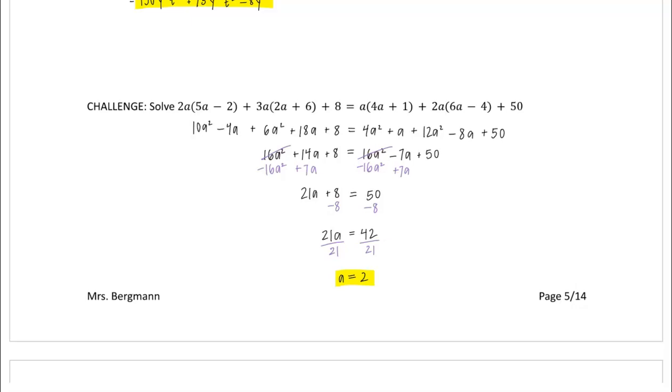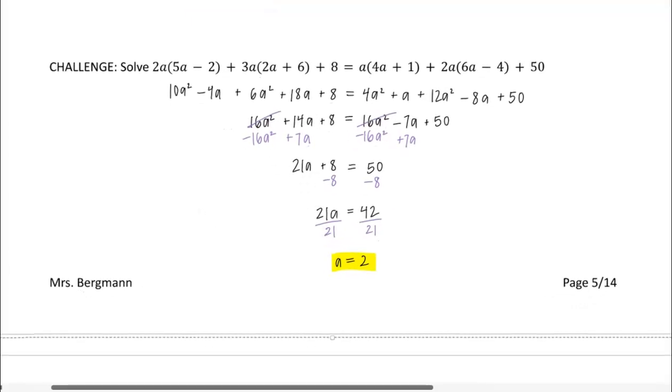Alright, here's the final answer for this challenge question. It was a equals 2. If you distribute everything, combine all your like terms, you'll end up having the a squareds cancel out. So the quadratic term is gone. Now you end up with a linear equation, meaning that it's just a to the first power. So we're going to get all our constants on one side, our variables on the other side, and then divide by the coefficient of 21 on both sides to get a equals 2.